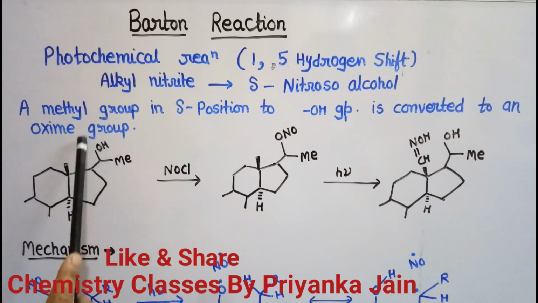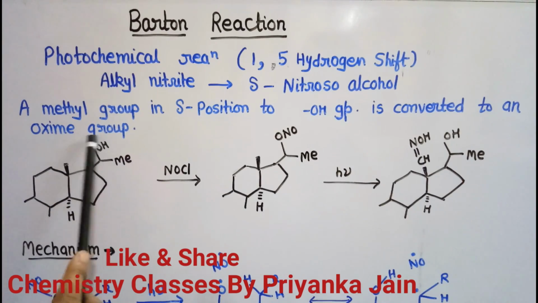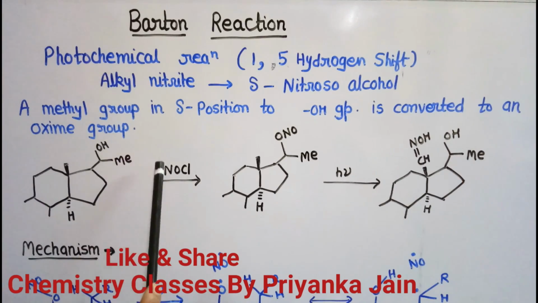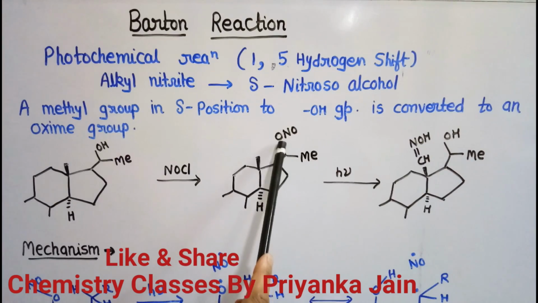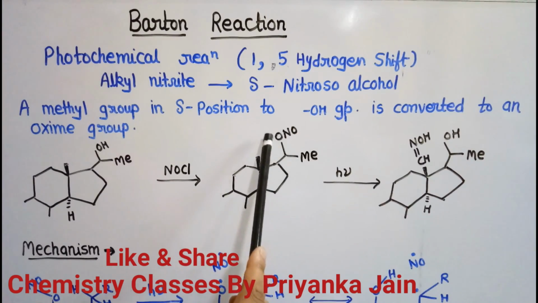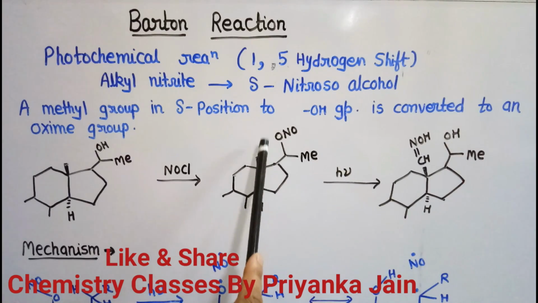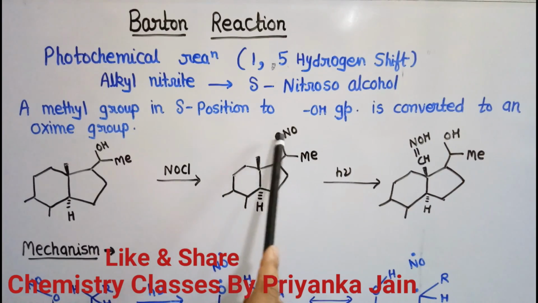Firstly, what happens? This OH group should be converted to the nitrite group because the reaction is not possible with this OH group. The reaction is only for the nitrite group. So we will convert it by nitrosyl chloride into a nitrite group, and then the reaction proceeds. This is our reactant that we have to convert into the product, with the ONO group.